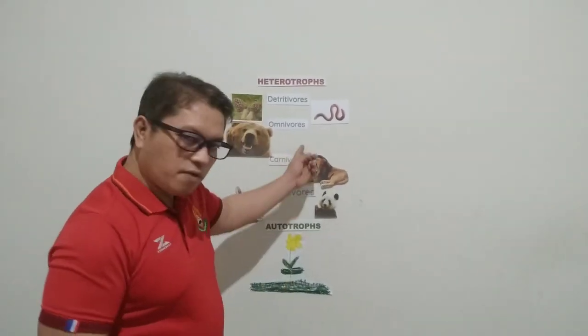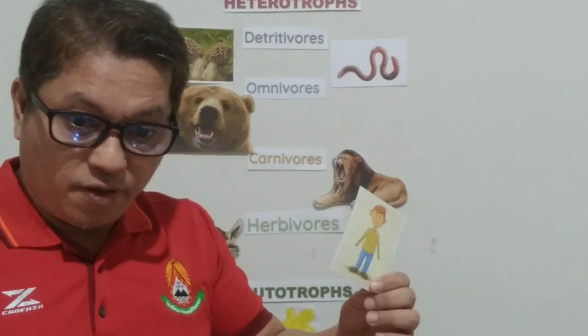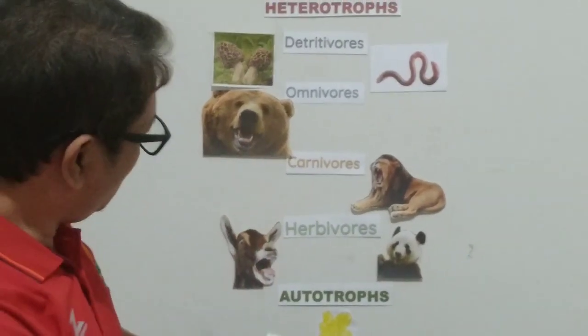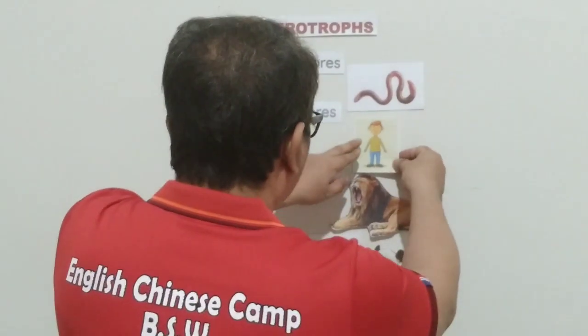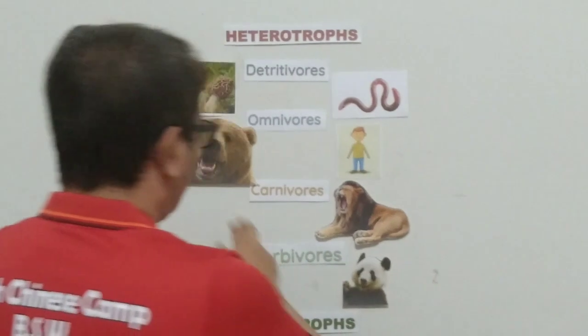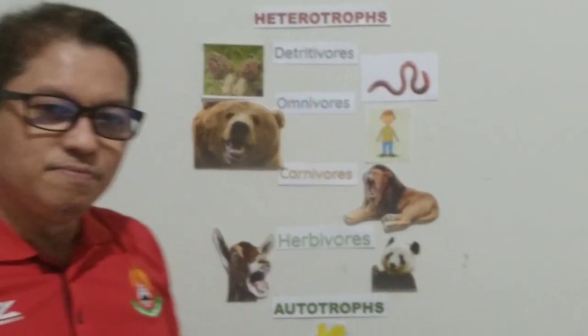Can you give me one more example of an omnivore? I forgot something. Man, human beings are omnivores. Everything we can eat vegetables and meat. Right? So we put it here under the omnivore. Okay? So the bear and the human beings are omnivores.